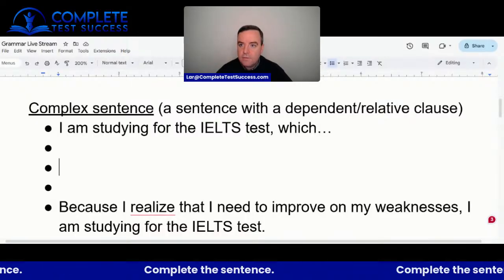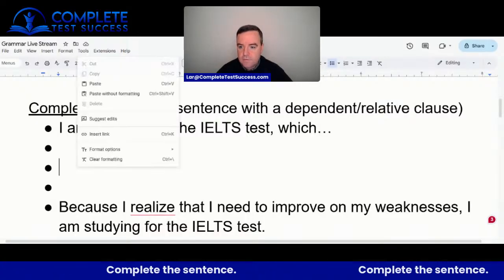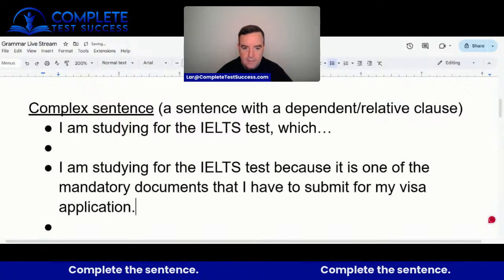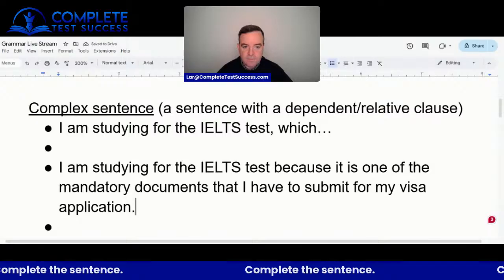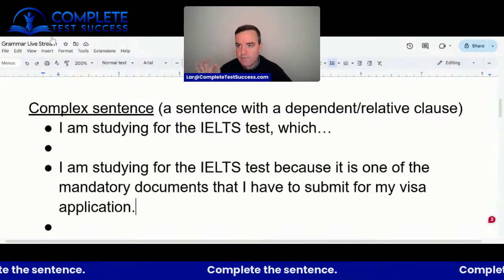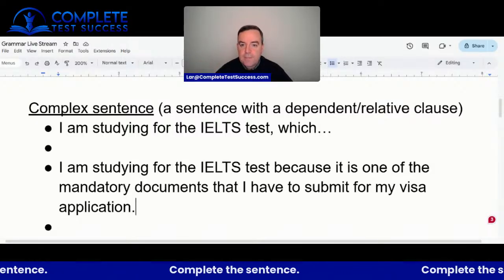Okay, so here we go. I'm studying for the IELTS test because it is one of the mandatory documents that I have to submit for my visa application. Perfect. Good. Okay.